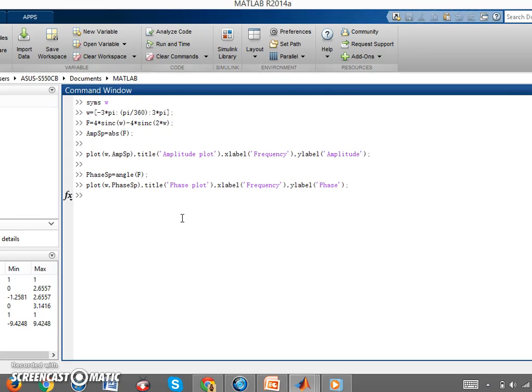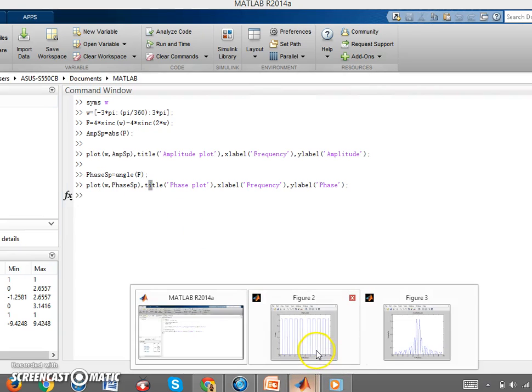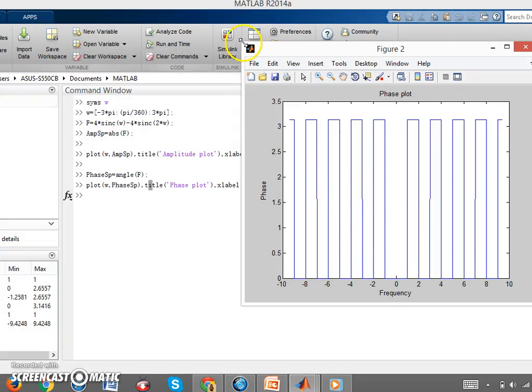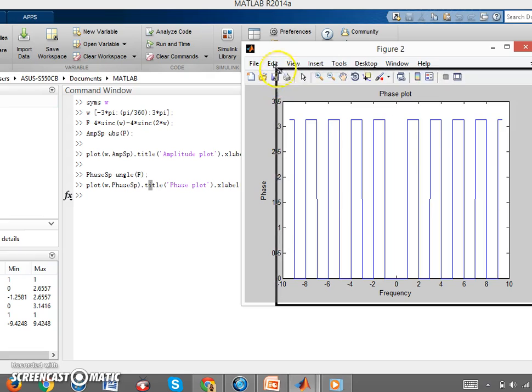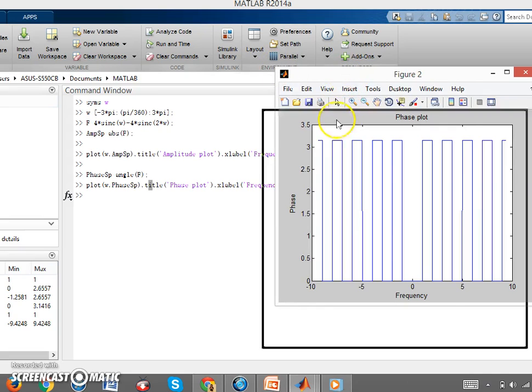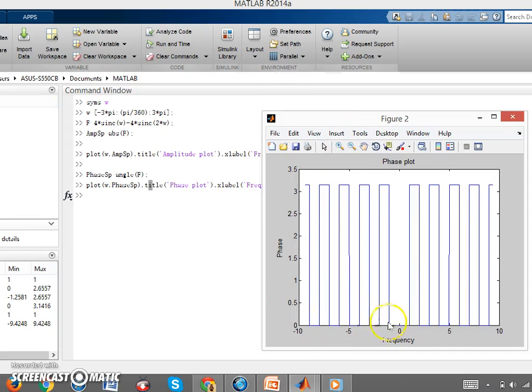For the phase, the coding will go like this, angle bracket F. After plotting the graph, we will get the phase plot like this.